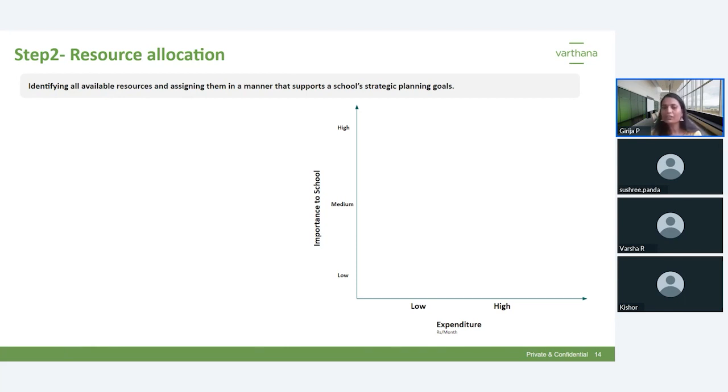One is what things are important for the school. What are at the high level? You can see one is the medium level and what are the low level. What are the things that are important? And based on that, you can prioritize your things.